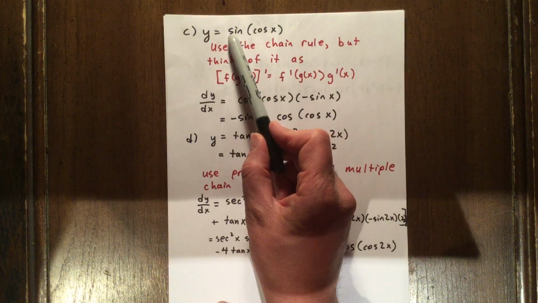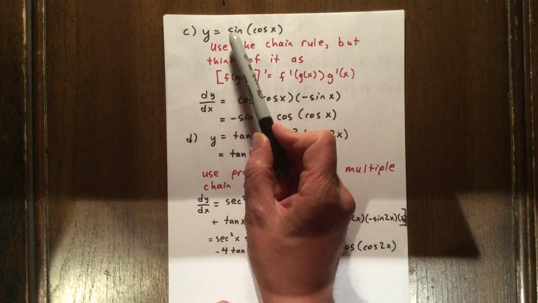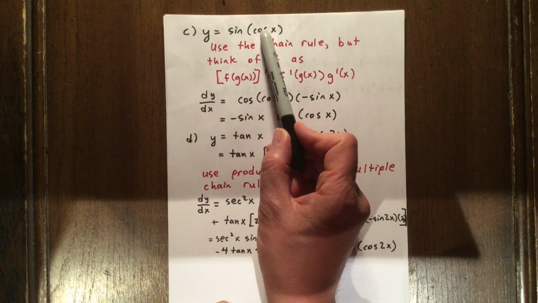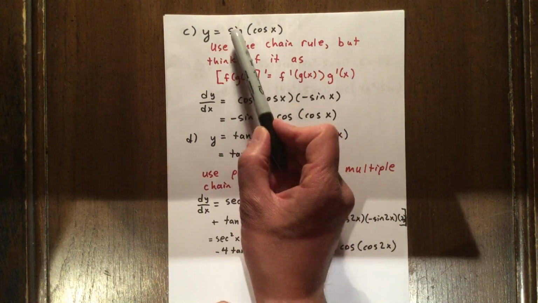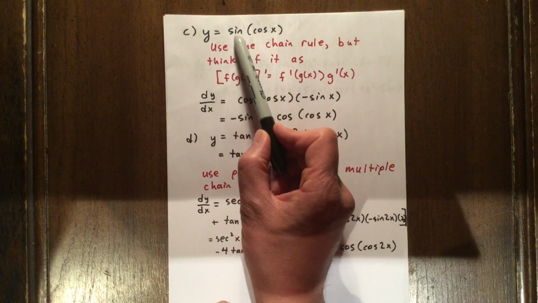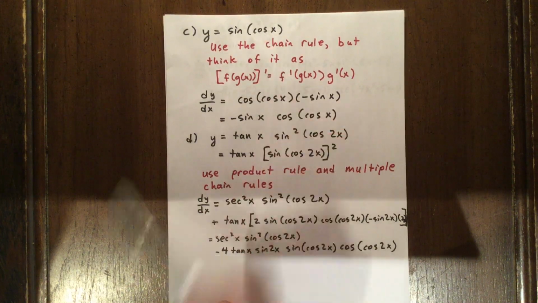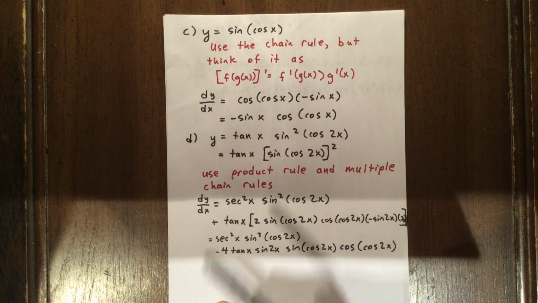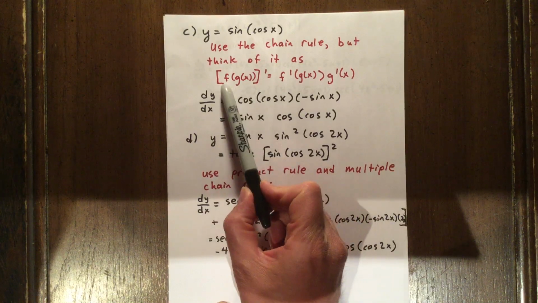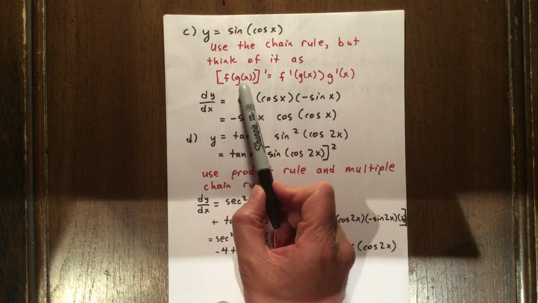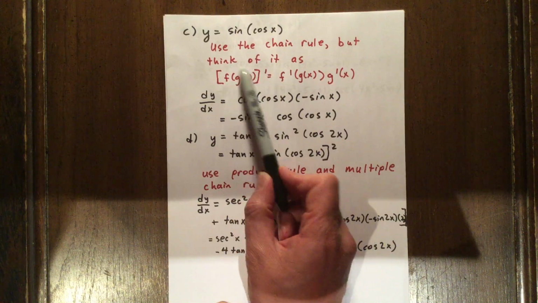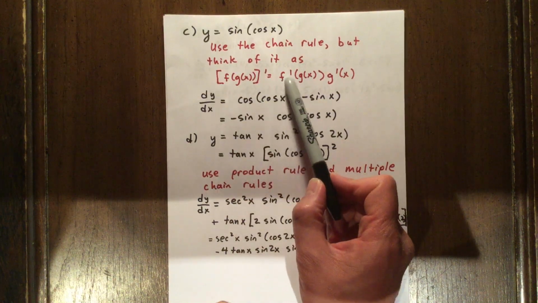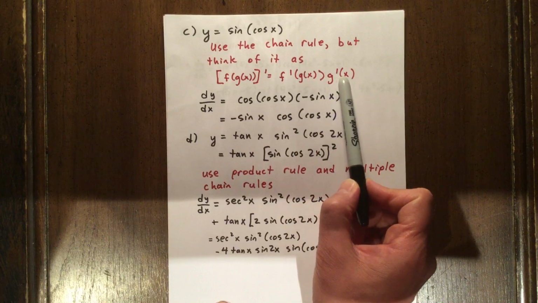What we have is a composite function. We really have f of g of x, where f, so to speak, is sine and g of x is cos x. So what we want to do is think of the chain rule this way. F of g of x as a quantity prime, in other words, the derivative of f of g of x, is f prime g of x times g prime of x.